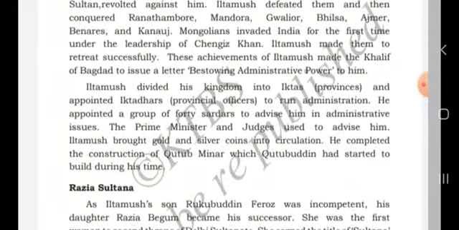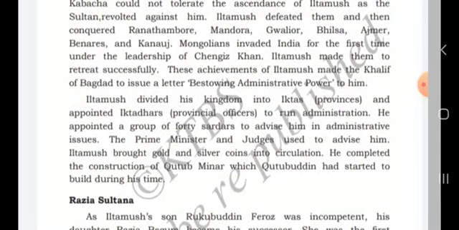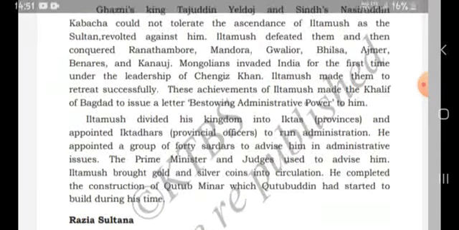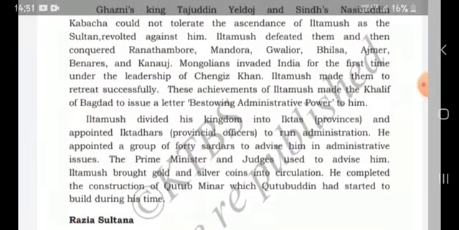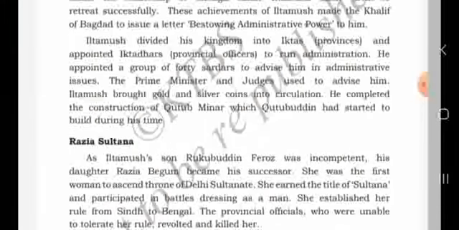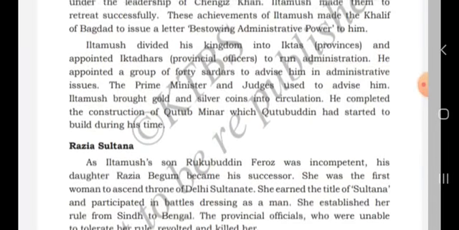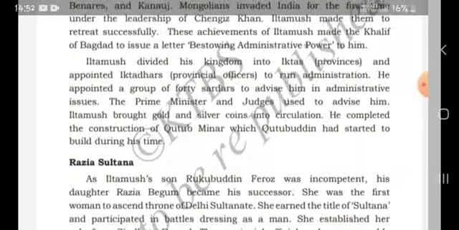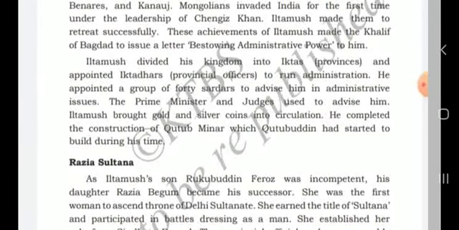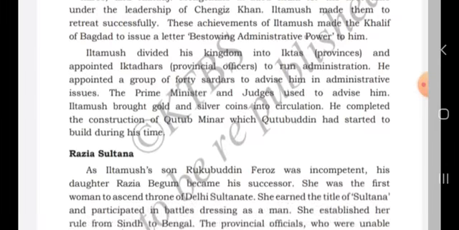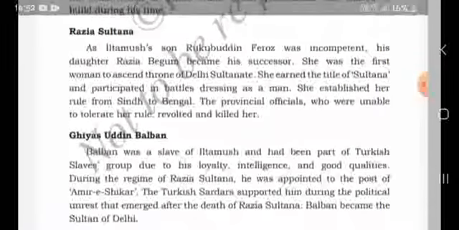These achievements of Iltutmish made the Caliph of Baghdad issue a letter bestowing administrative power on him. The Prime Minister and the judges used to advise Iltutmish, and he brought gold and silver coins into circulation. He completed the construction of the Qutub Minar, which was the idea of Qutbuddin, who had started it during his time. And next, Razia Sultan.